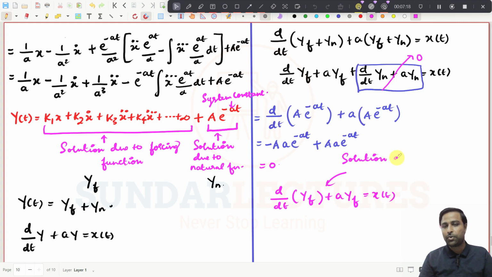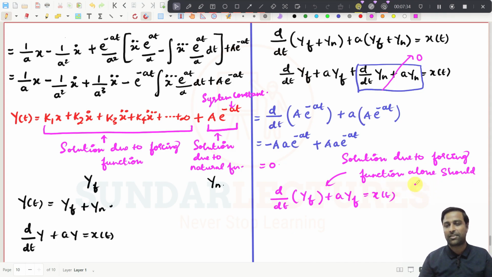Solution due to forcing function alone should satisfy the differential equation. I am just writing because you have to understand this one. It should satisfy the differential equation.